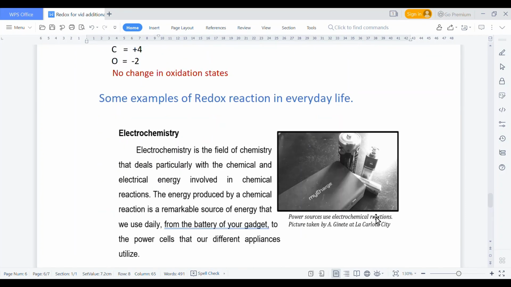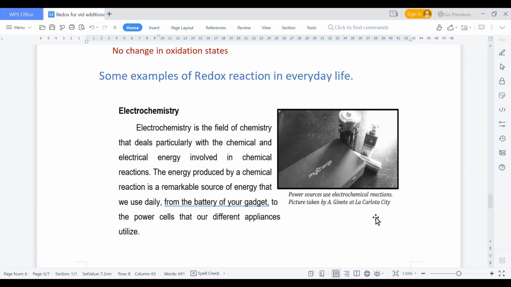And the last part, some examples of redox reactions in everyday life. That means this is the application. Electrochemistry is the field of chemistry that deals particularly with the chemical and electrical energy involved in chemical reactions. The energy produced by a chemical reaction is a remarkable source of energy that we use daily, from the battery of your gadget to the power cells that our different appliances utilize. This is a power source.